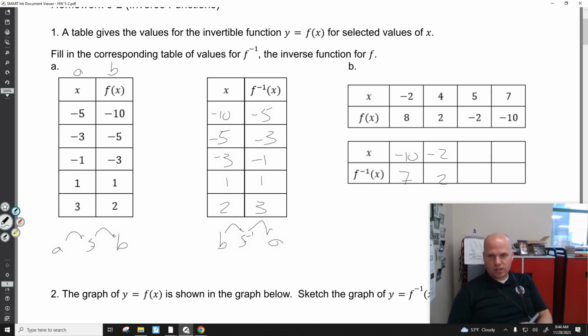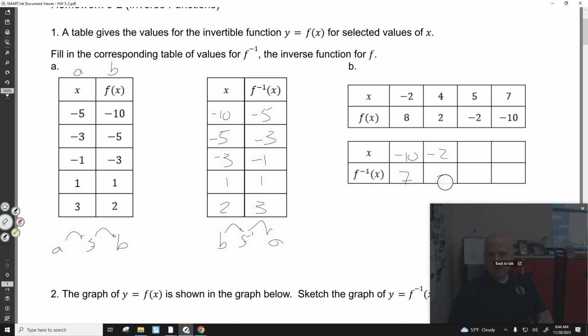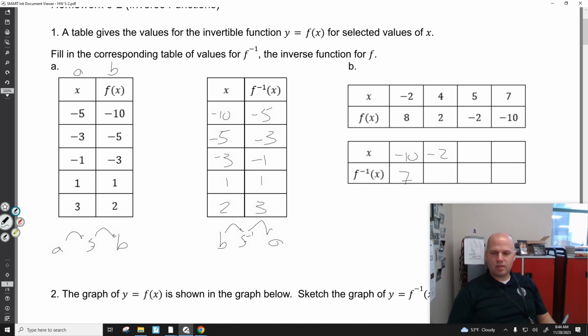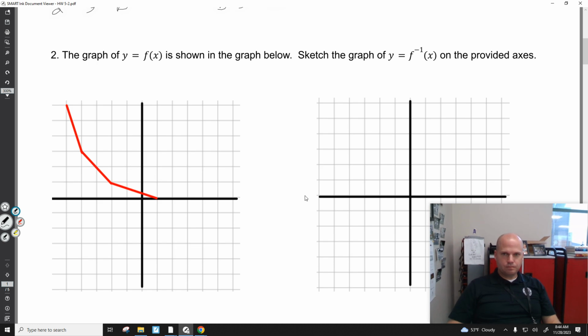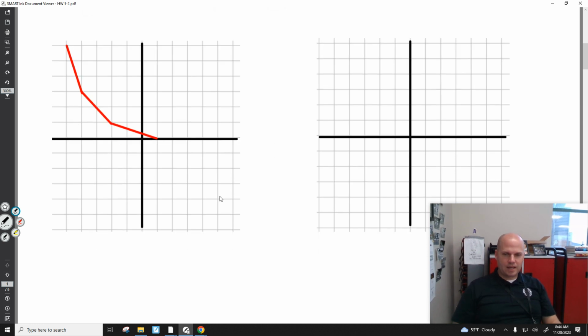Some things we notice is that the domain and the range are flip-flops of each other. The domain for the f function will be the range of the inverse function. The range of the f function will be the domain of the inverse function. These are things we can think about and use.